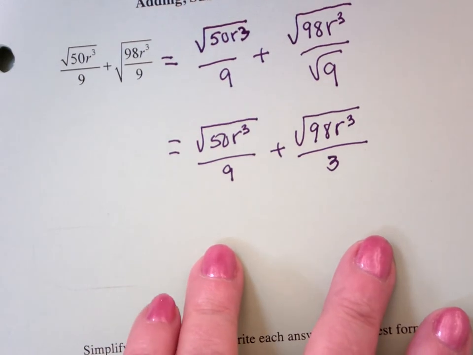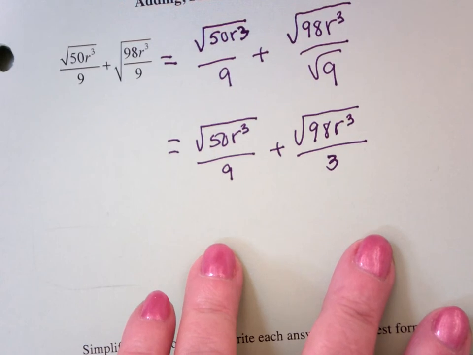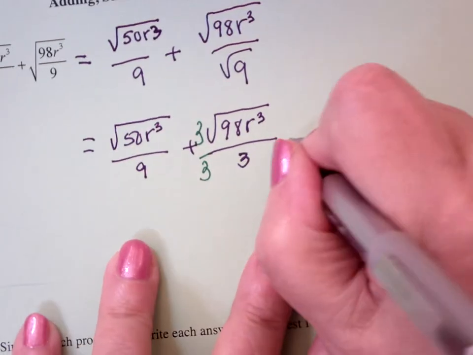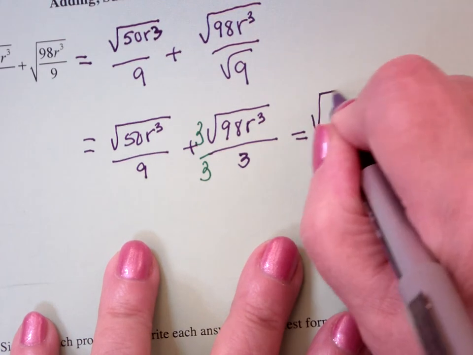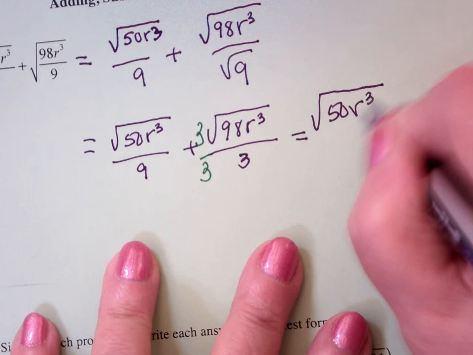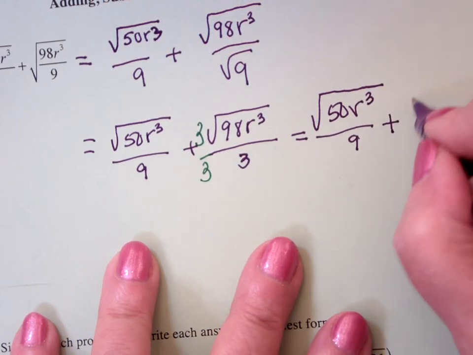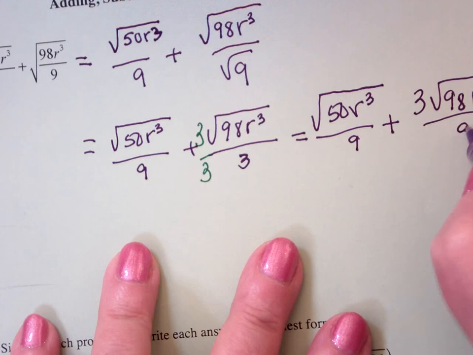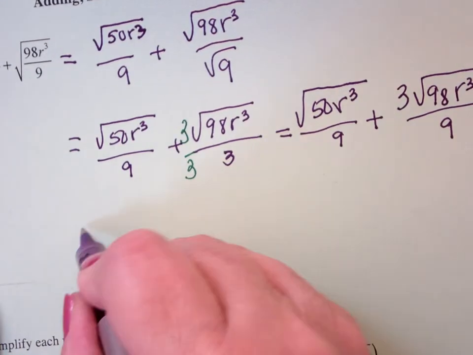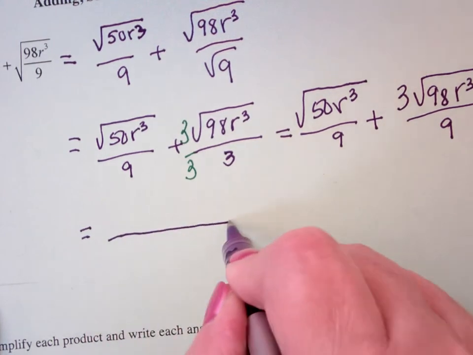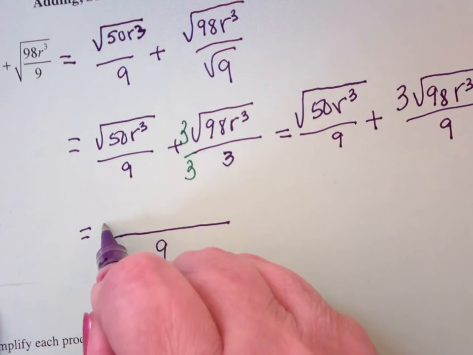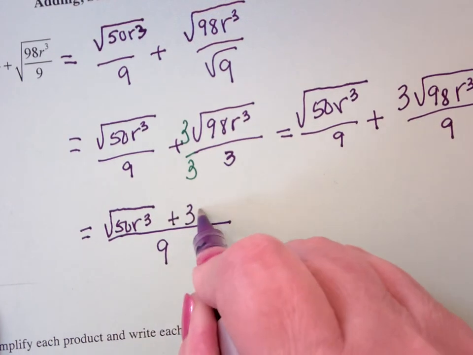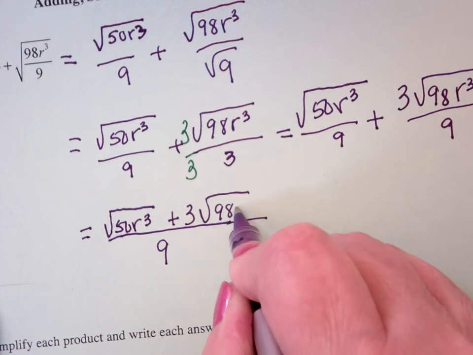Now, what is the common denominator between 9 and 3? 9. So I'm going to multiply this guy by 3 over 3. So this now becomes the square root of 50r cubed over 9 plus 3 times the square root of 98r cubed over 9. So that over 9, you will have the sum of the numerators, which is the square root of 50r cubed plus 3 square roots of 98r cubed.